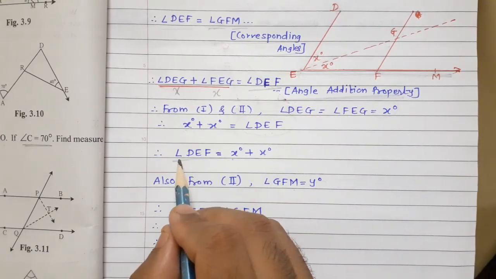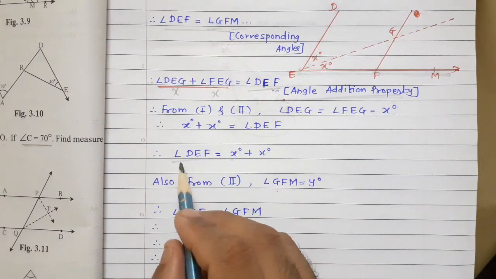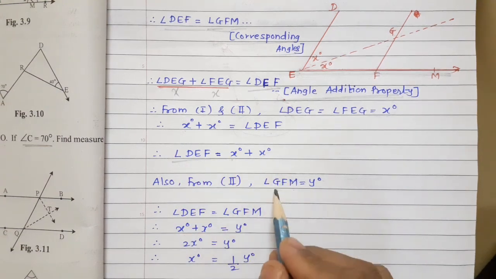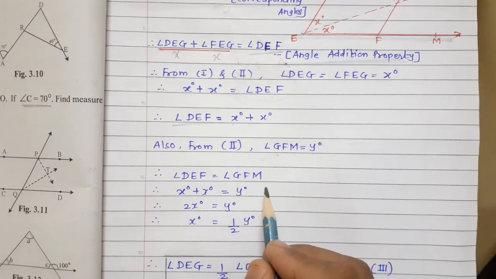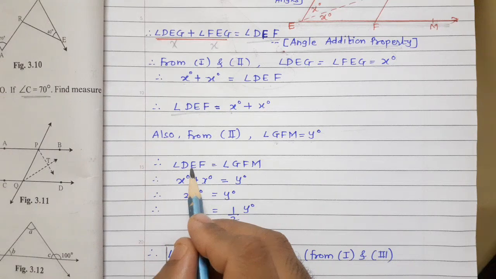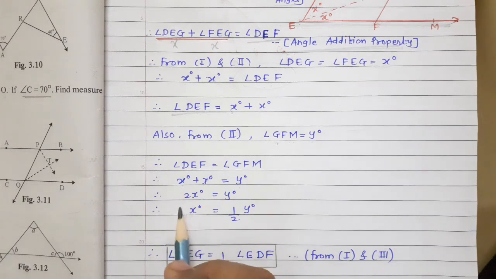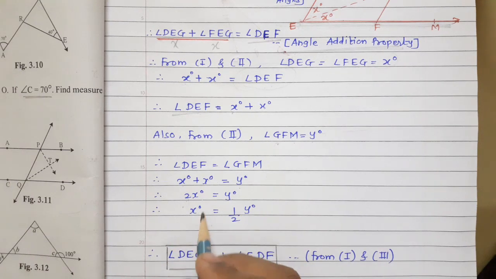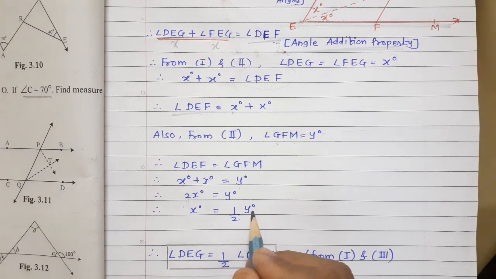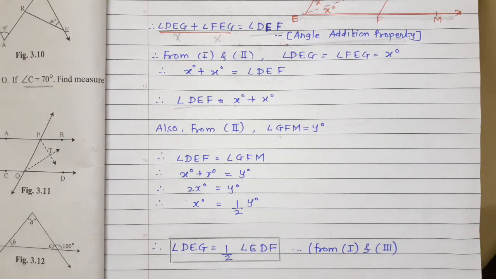Now put the value of angle DEF and angle GFM into this equation. Angle DEF is equal to x degree plus x degree and GFM is equal to y degree. Then x plus x is 2x is equal to y. This 2 is multiplying with x, so when it goes to the right hand side, we have x degree is equal to 1 upon 2 multiplied by y degree. That means x degree is equal to 1 half of y degree.